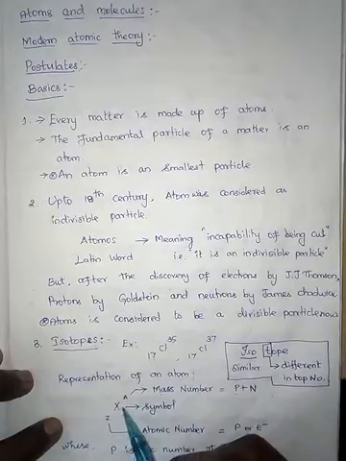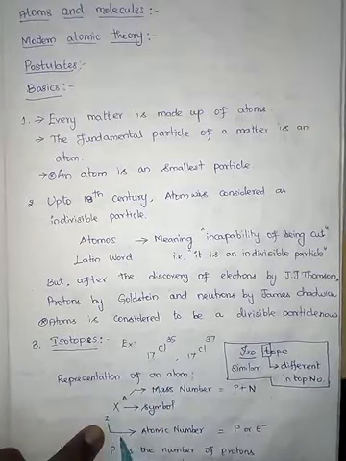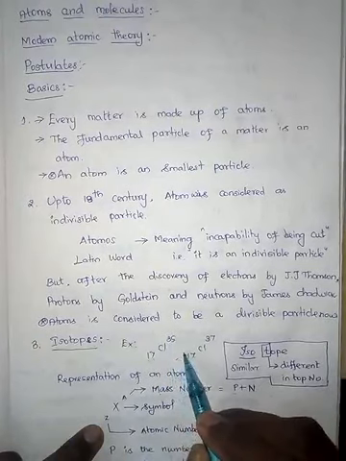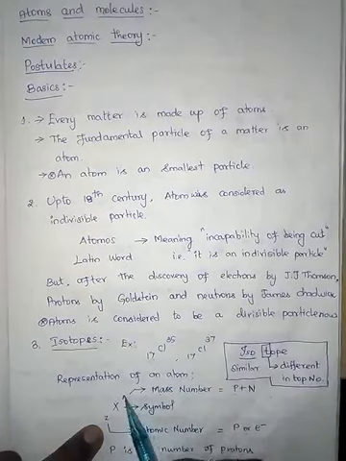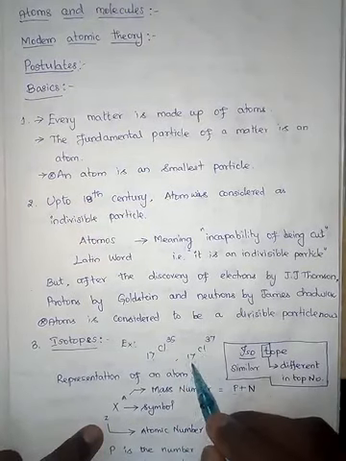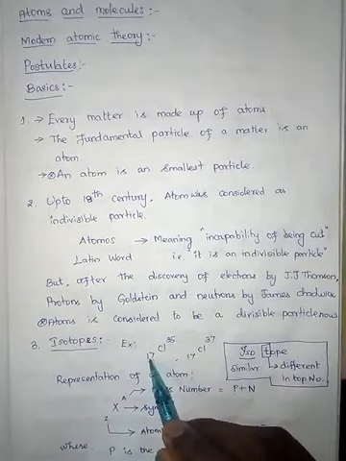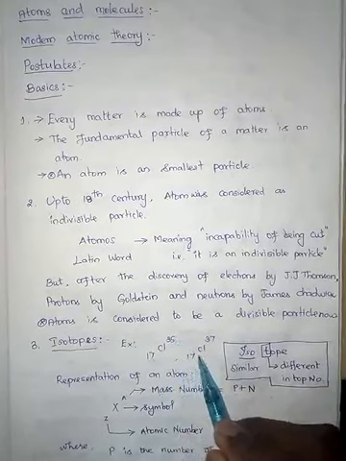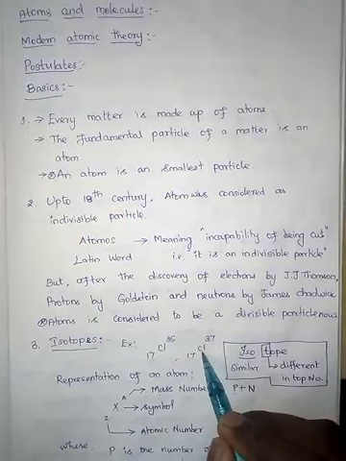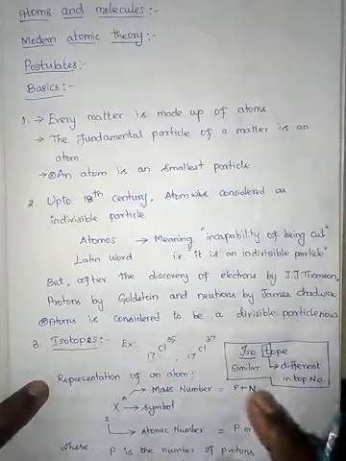So compare this structure with this. 17 is the bottom number, which is the atomic number of Cl. Cl is the symbol of chlorine atom. 35 is the top number, the mass number of chlorine. Similarly, the chlorine element has two isotopes. One is 17 chlorine 35, another one is 17 chlorine 37. 17 is the atomic number, Cl is the symbol, 37 is the mass number. So this is the basics. So let us go for the concept.